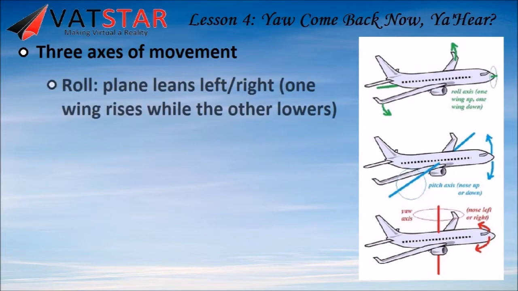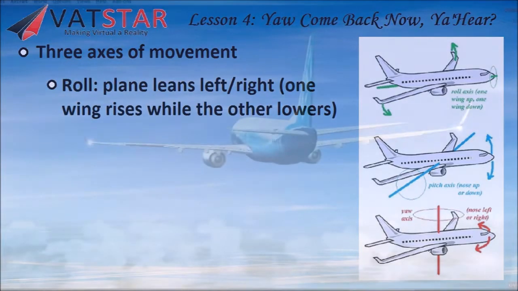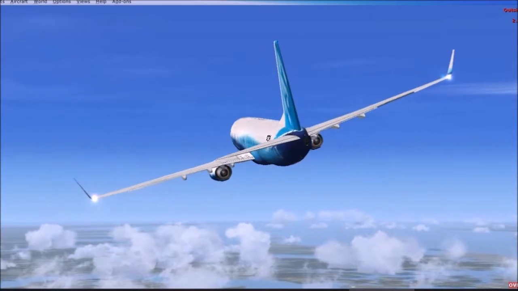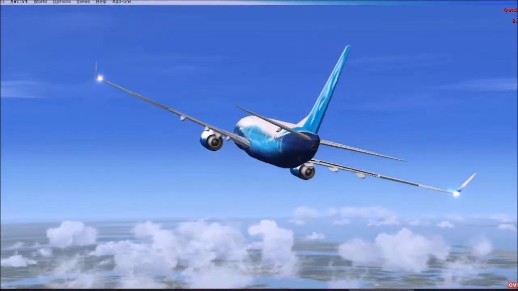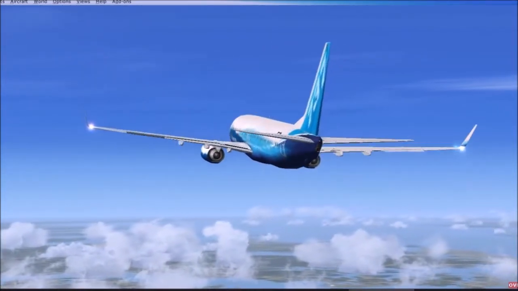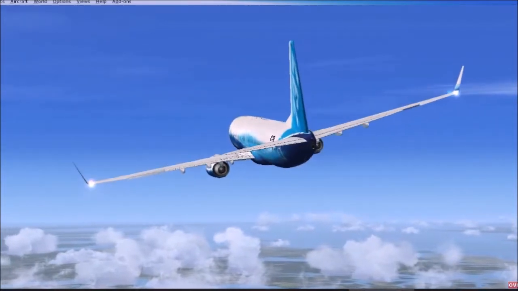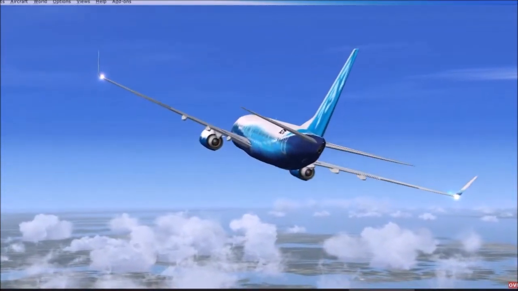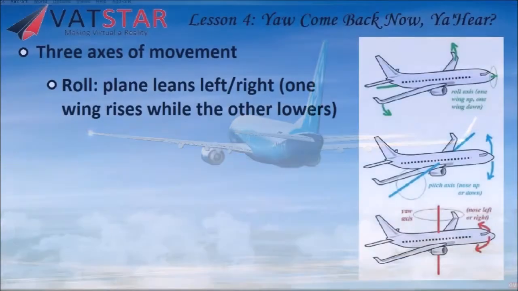is the roll axis. Stick a tube right down the length of the fuselage, just like a hot dog on a rotisserie, and spin it from side to side, and you're rolling the aircraft. When the passengers lean to the left or the right, one wing raises while the other one lowers. That's the roll axis, and here's how the plane looks when it rolls.